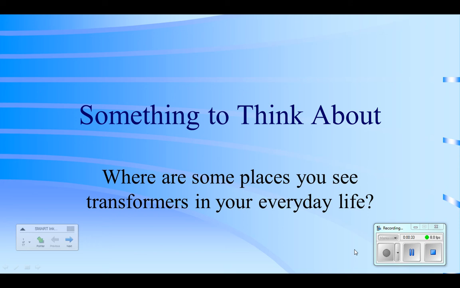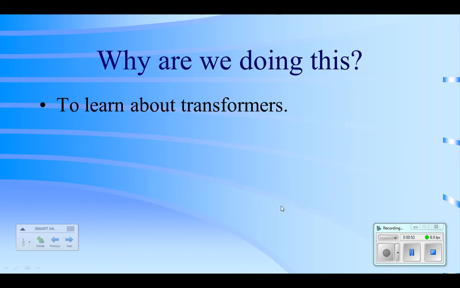Okay, so hopefully you've identified some places where you see transformers. There may be one in your yard, there may be one on a pole behind your house. You may see transformer stations on the way to school, or maybe you drive past them on the road or in town. Sometimes there's transformer stations. So you may have seen transformers around. If not, I do have some pictures coming up here. So our objective today is to learn about transformers.